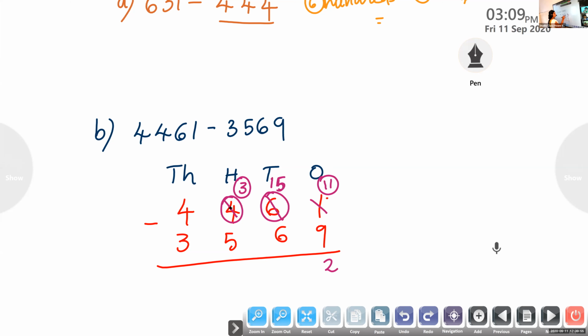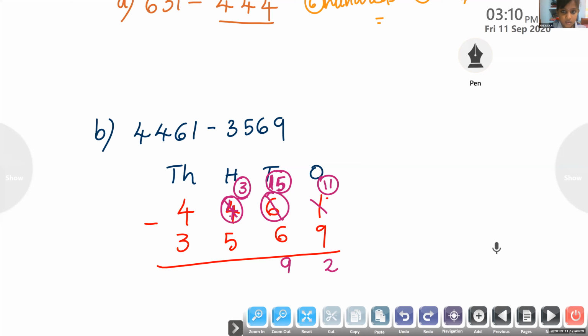Here 5 is less than 6. So we have to borrow from 4. From 4 we borrowed 1. So 4 will become 4 minus 1, 3. And the 1 we will add with the 5 tens. That 100 is added with the 5 tens. So it is now 15 tens. That 1 we will write on the left side of the 5. Okay. 15 minus 6, what do you get?